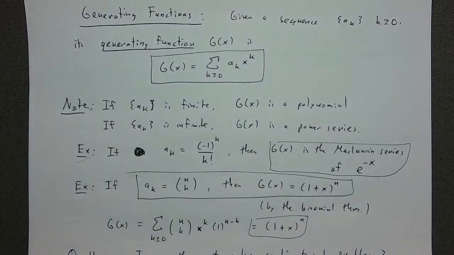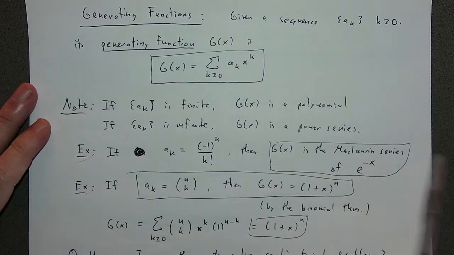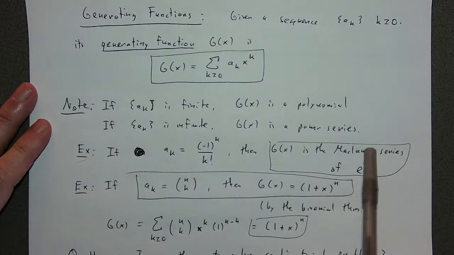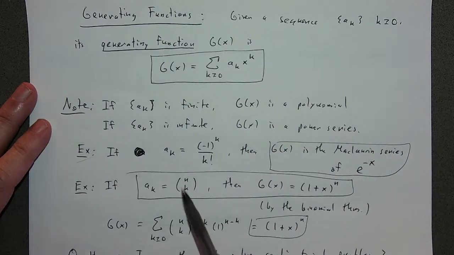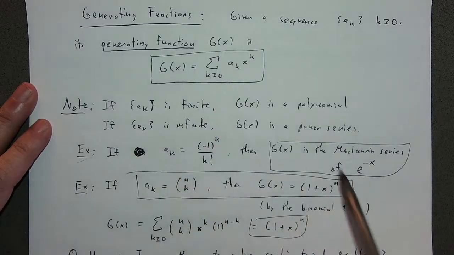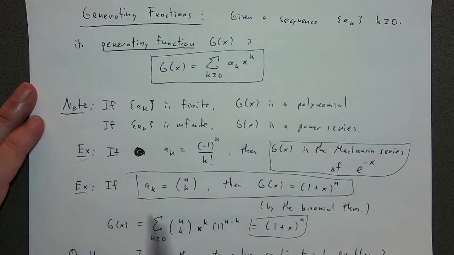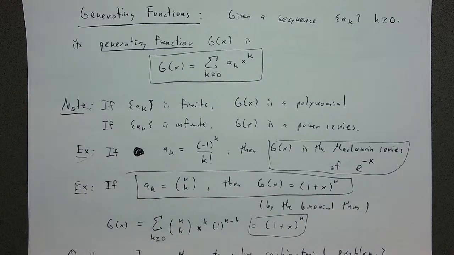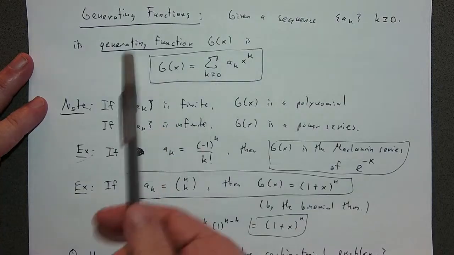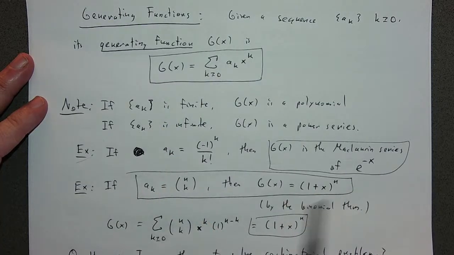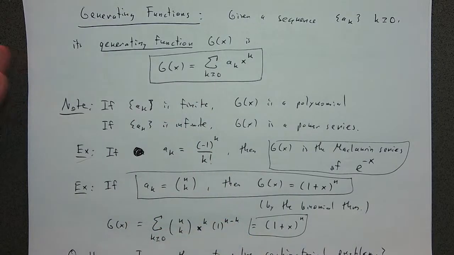So here is another example of this being the Maclaurin series. Remember, a Maclaurin series is just a Taylor series for a function expanded about 0. So the Maclaurin series of e to the minus x is going to be the generating function in this case, because that is exactly the power series that we get. If we chose this a sub k to be n choose k, then the resulting generating function is 1 plus x to the n by the binomial theorem, right? Because by the binomial theorem, this expression is exactly this generating function, which is 1 plus x to the n.